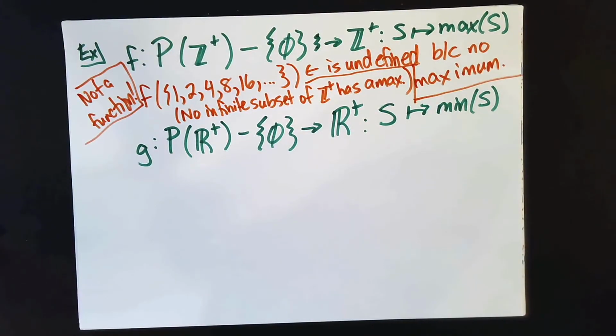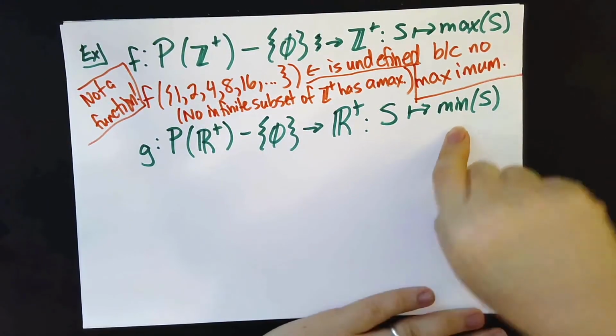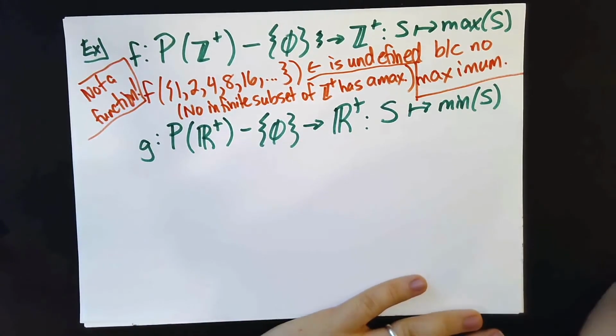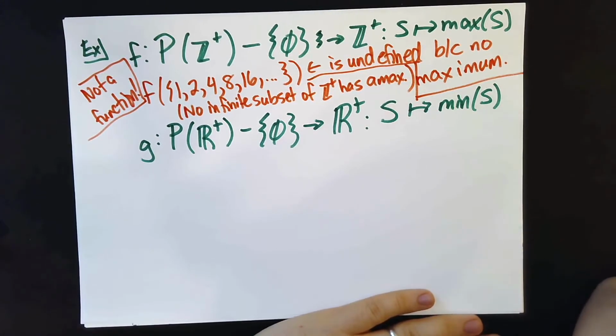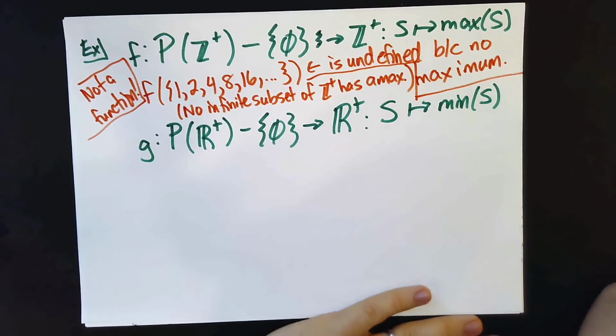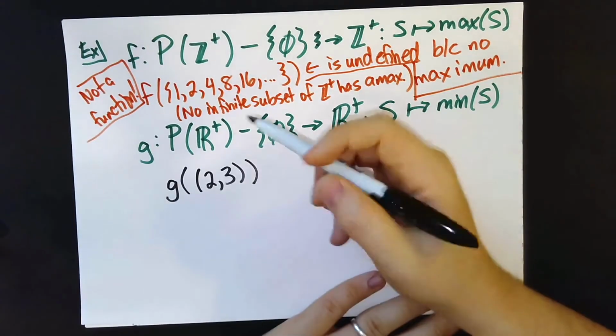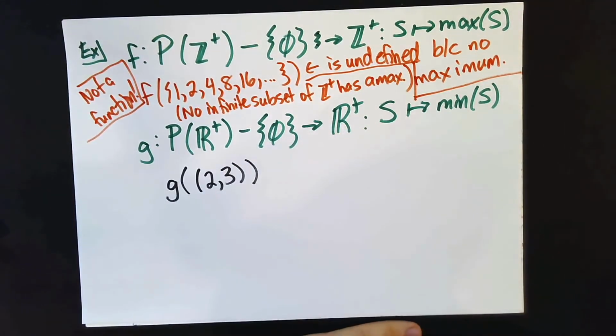So what's the problem in the second example? I've left this as minimum. So what's the issue here? Here, the problem isn't with minimum, the problem is with the real numbers. Namely, there are subsets of the real numbers that do not have a minimum. So, for example, what if I take the open interval (2, 3)?